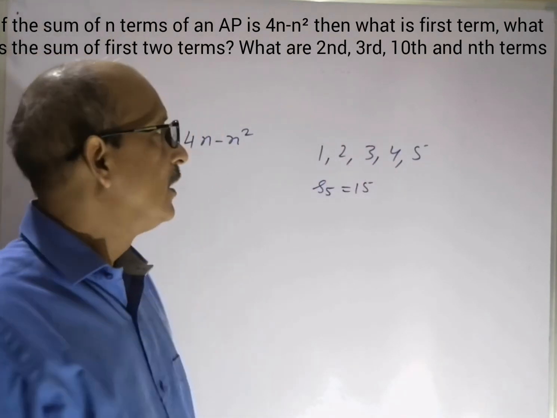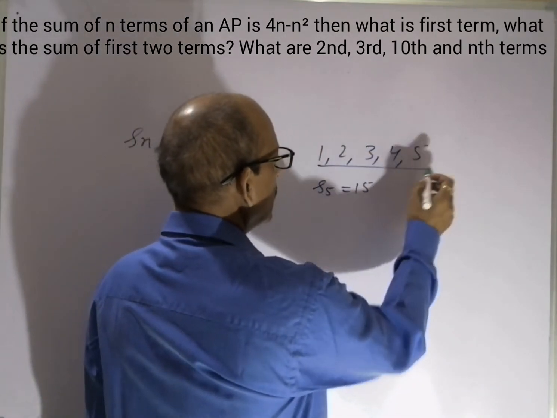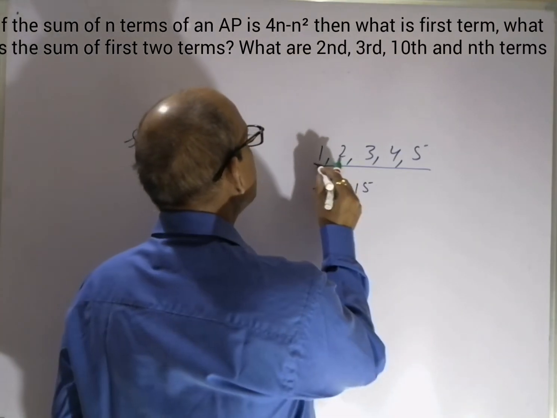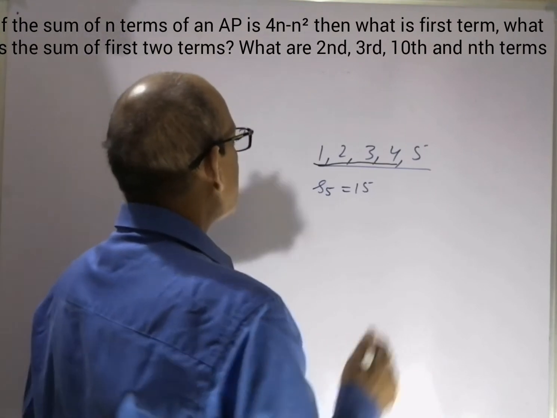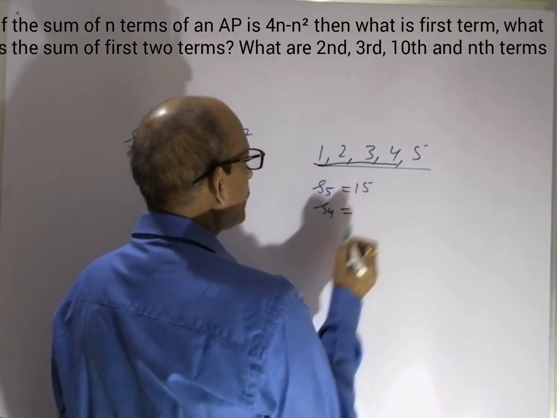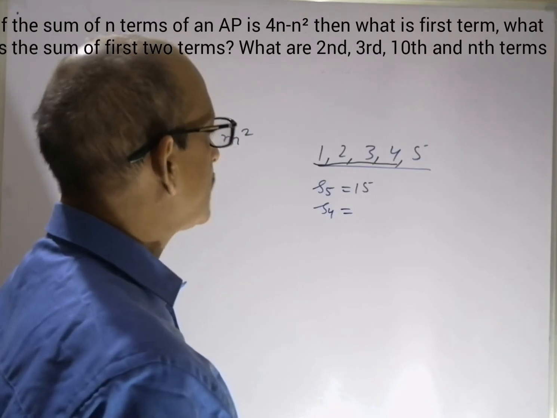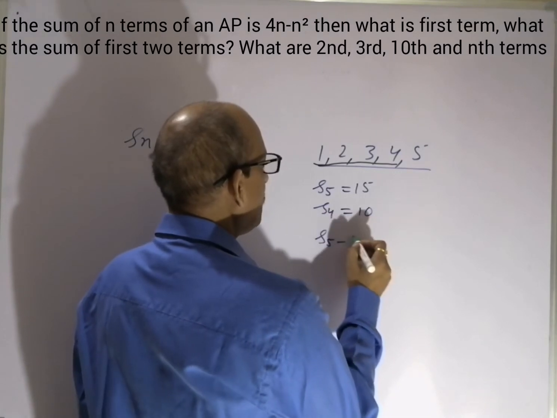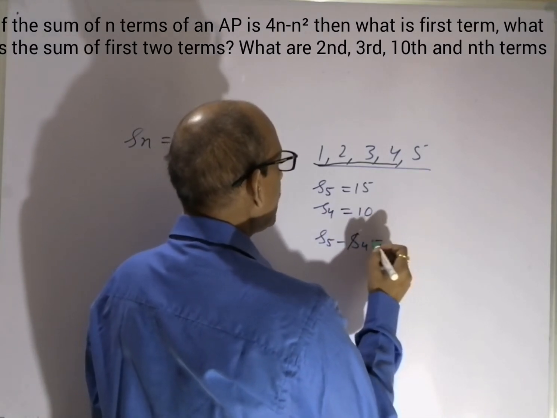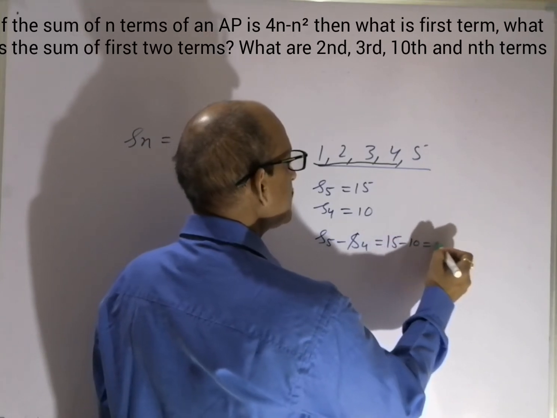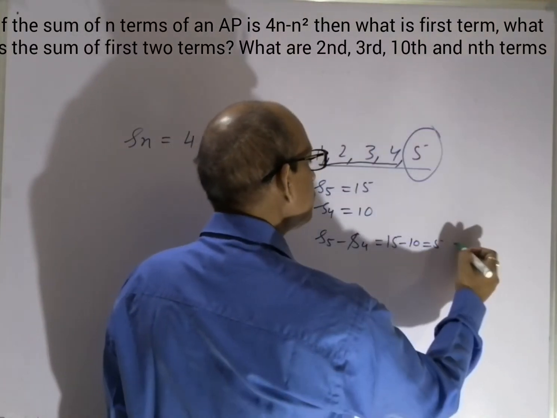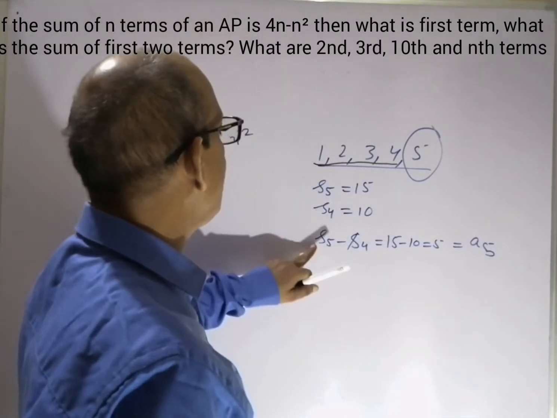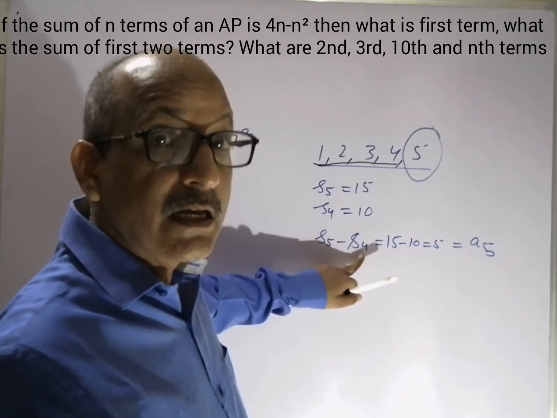Now, if we are going to take out the sum of 4 terms, that is S4. S4 will be what? 4 plus 3 is 7, 7 plus 2 is 9, 9 plus 1 is 10. Now students take care, S5 minus S4 will be what? 15 minus 10, that is 5. And the fifth term is 5, A5. Means that A5 is equal to S5 minus S4.